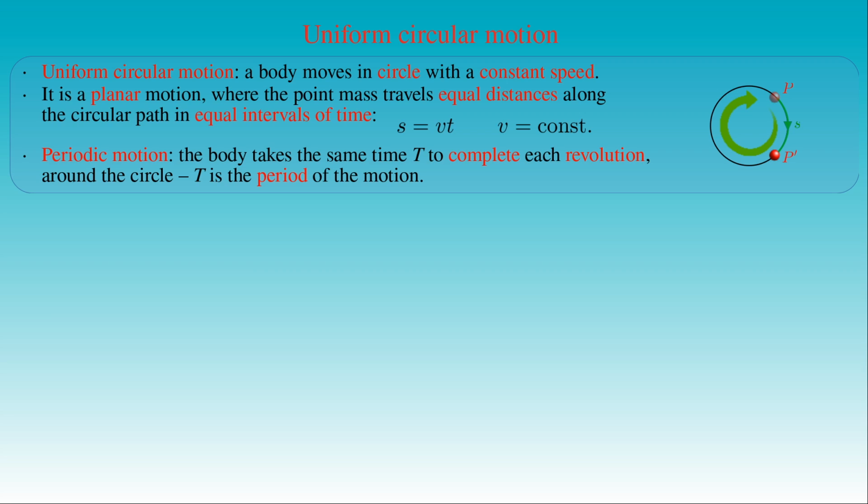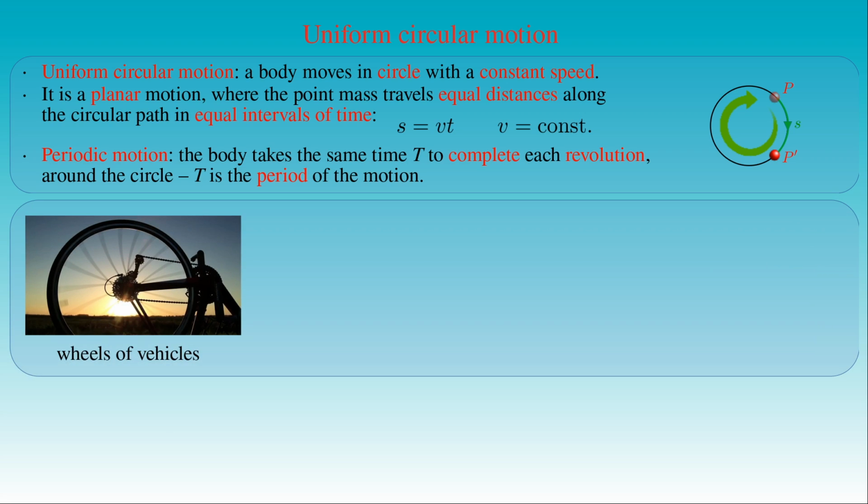Let us consider some examples for uniform circular motion. A typical example is the rotating wheel of a bicycle or other wheeled vehicles. The moving wheel rotates around its axis, and its every point travels along a circular path. If the speed of the rotation is constant, the circular motion of these points is uniform.